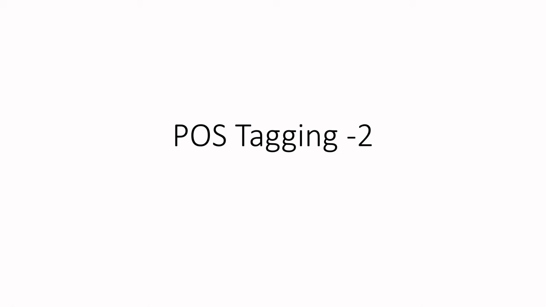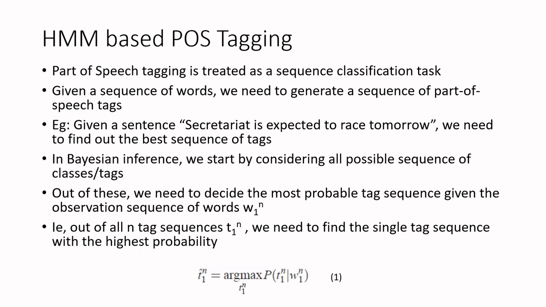Okay, so good morning. In the last class, we had started with POS tagging, right? And we said we will be looking at two different methods for POS tagging. One is the rule-based method, which we have already seen, and the second one is a probability-based method. In the probability-based method, we'll be looking at a specific type called HMM-based POS tagging. HMM stands for Hidden Markov Model-based POS tagging.